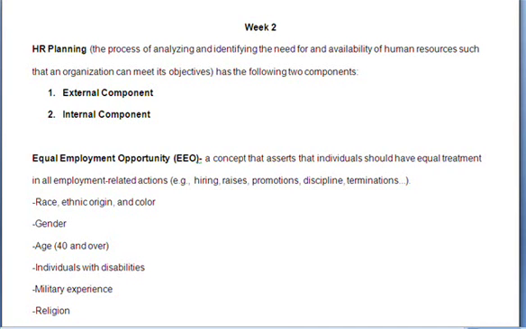In other words, what skills are available? So given what our strategy is, given the types of skills we need, what types of skills are available in the external environment, in the labor force? And there's a variety of factors that affect that. So that's HR planning. What do we need and basically what is out there? Brings us to equal employment opportunity, EEO.